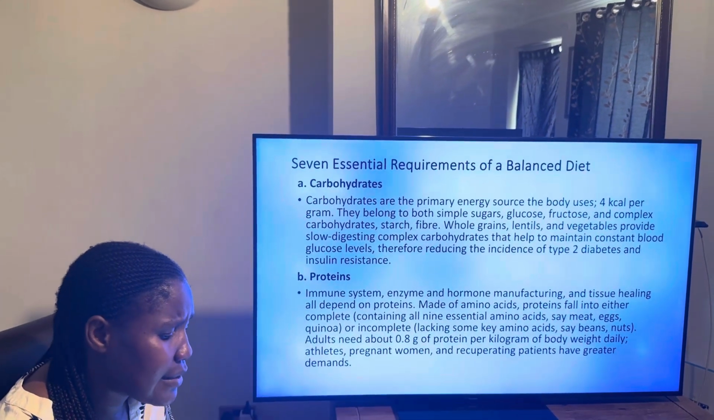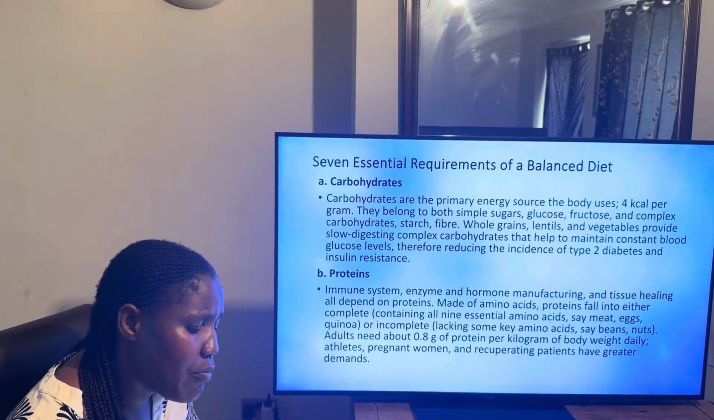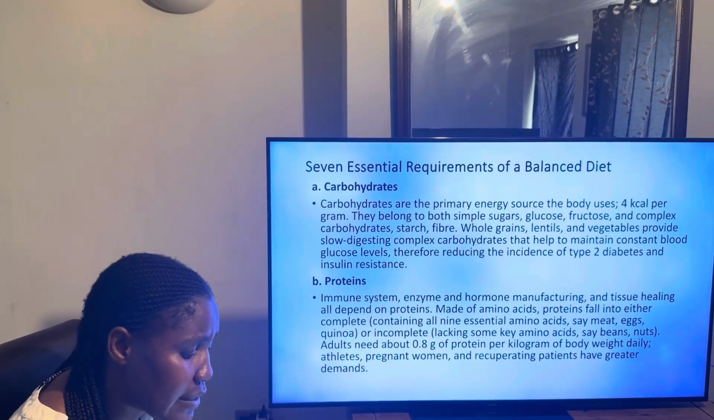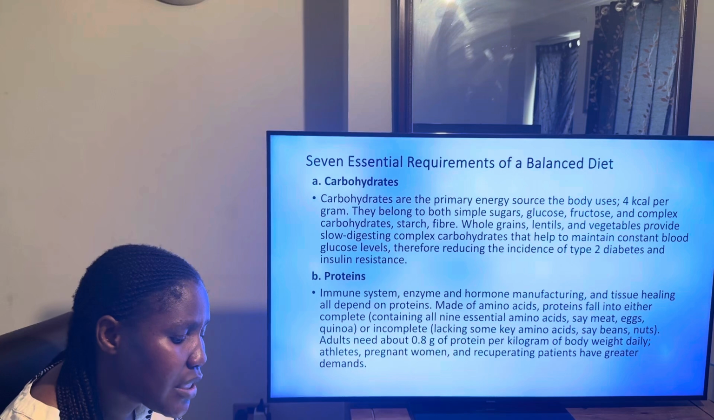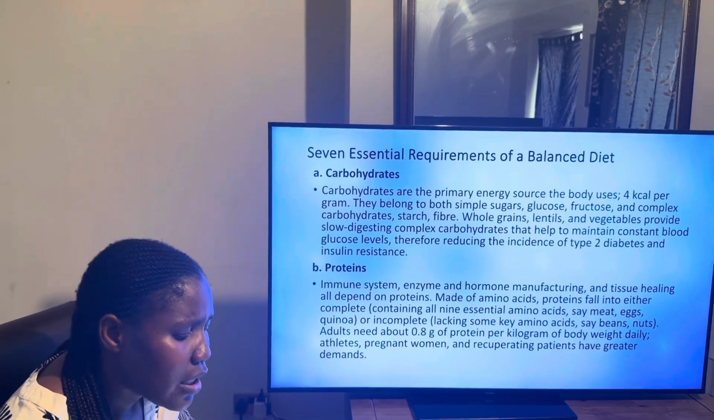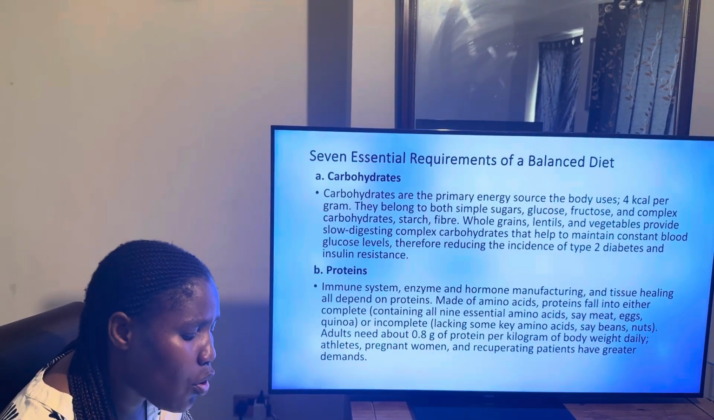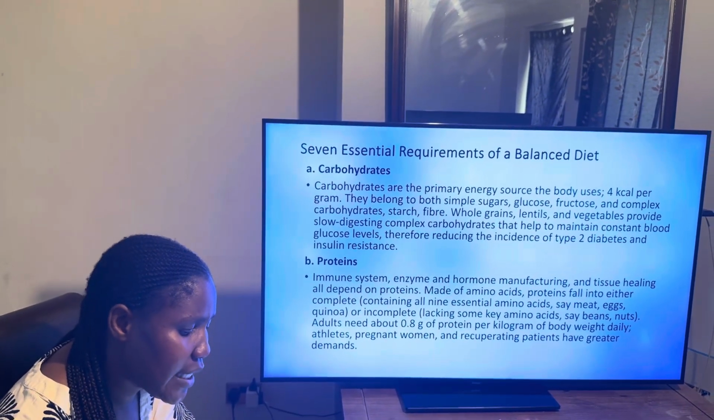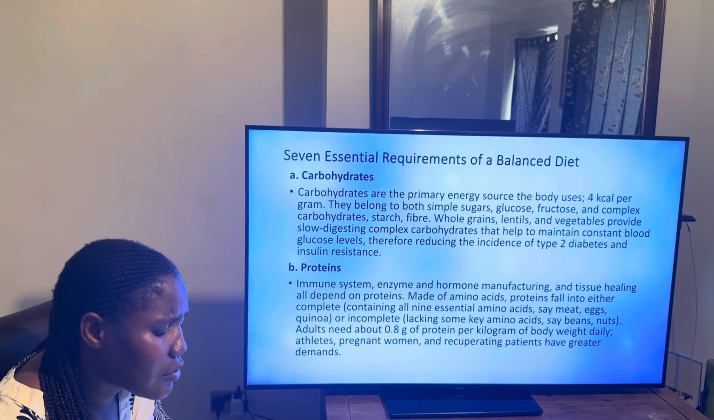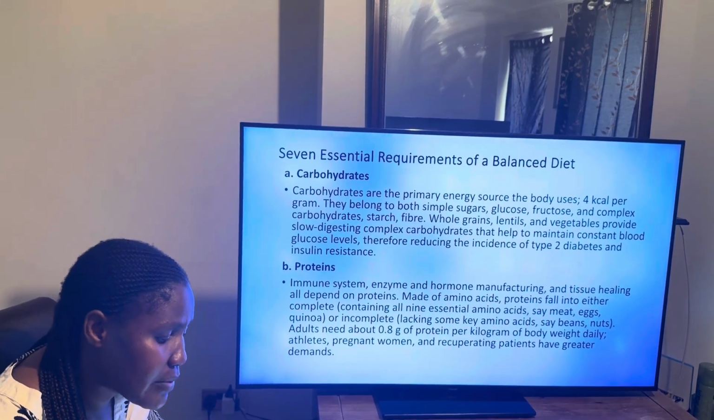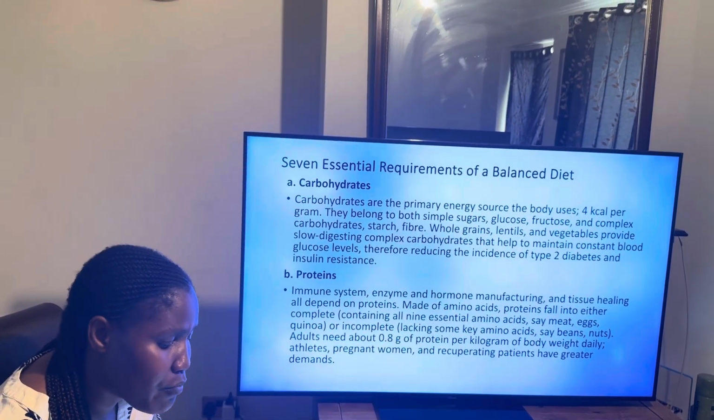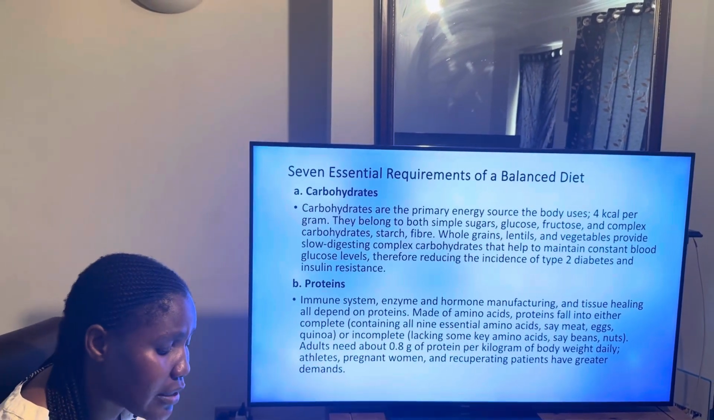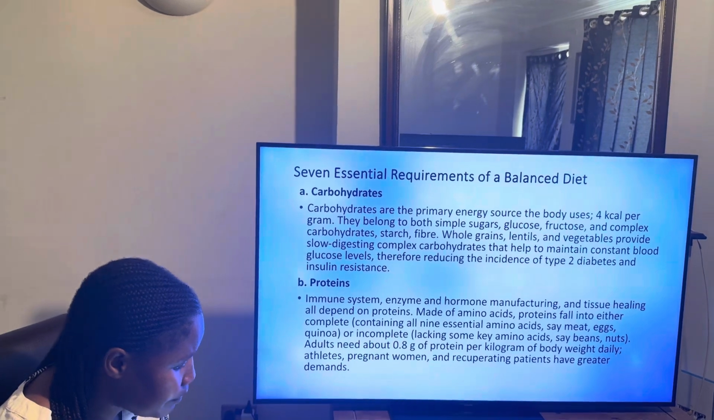We have proteins. Immune system function, enzymes, hormone manufacturing, and tissue healing all depend on proteins. Made of amino acids, proteins fall into either complete, that is containing all 9 essential amino acids, or incomplete, that is lacking some of the key amino acids. Adults need about 0.8 grams of protein per kilogram of body weight daily. Athletes, pregnant women, and recuperating patients have greater demands.